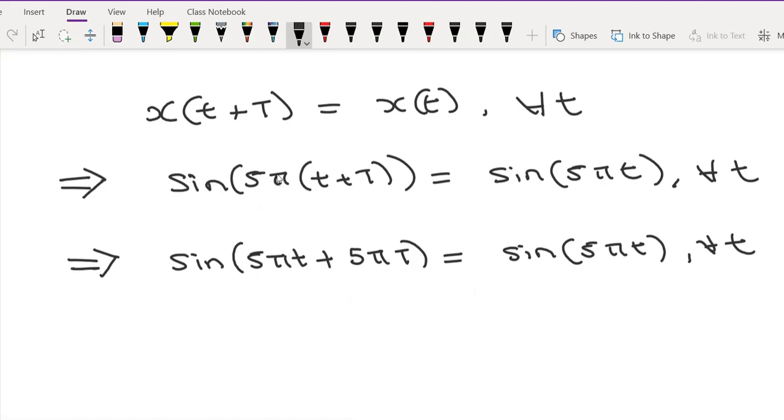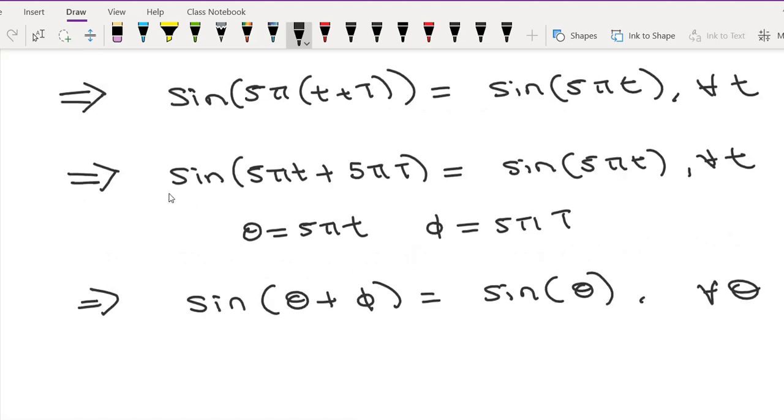So what I did is I distributed the multiplication of 5 pi into the summation, right? So that's why I got this. Many of you may be comfortable with the statement as it is written here, but for some of you, it would probably be easier if I make these substitutions. I'm saying theta is 5 pi small t and phi is 5 pi capital T. Then the above statement can be written as sine of theta plus phi is equal to sine theta. Note that for all t now becomes for all theta.